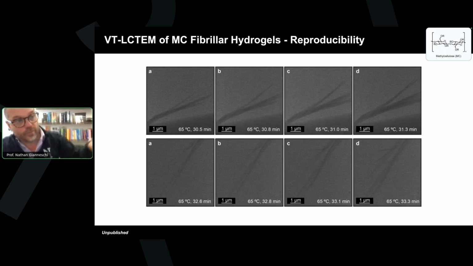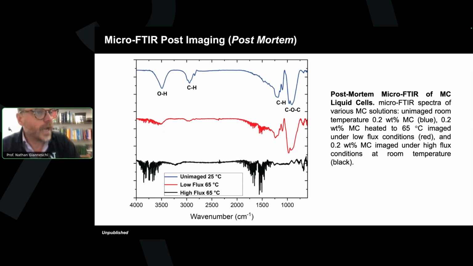This is a whole set of more micrographs showing you 65 degrees at these particular time points. These are multiple different experiments showing you these fibers as they're growing. I'll very quickly mention that he also used a micro FTIR measurement to look at maintenance of the functional groups along the polysaccharide. This was done instead of the mass spectrometry that I mentioned, because those polymers didn't fly by those methods.